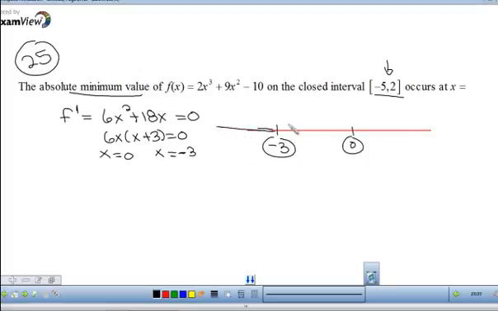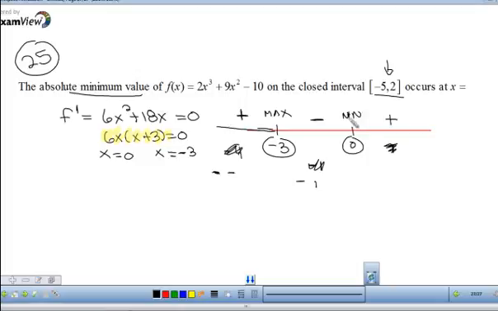Okay, so to the left of negative 3, I'm checking negative 4. I'm checking to see whether my first derivative is positive or negative. So 6 times negative 4 is negative, negative 4 plus 3 is negative, so that's going to be a positive. Check negative 1. That's negative and a positive, so that's negative. And then check the right, that's positive. Okay, so this is my max. This is my local min.